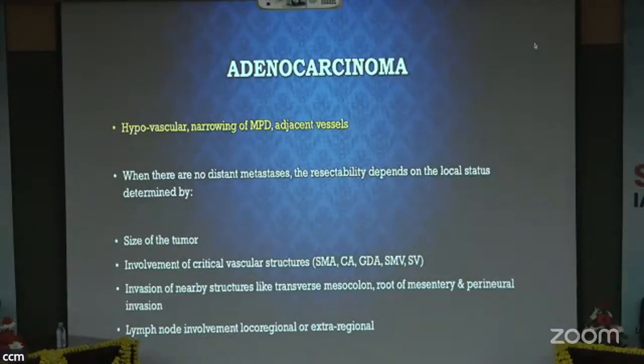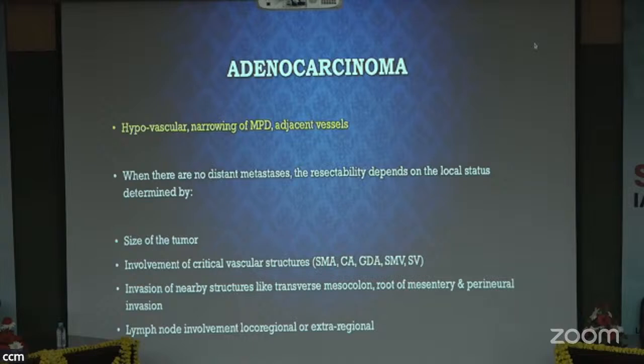So coming to the first one, this is the most common and mostly seen in elderly people, more common in male. But usually it is hypovascular, as I showed you on the pancreatic case, and they cause a lot of fibrosis, causing narrowing of the MPD. If they are in the head region, they will cause narrowing of the CBD, MPD dilatation, and if there is a vessel nearby, they can invade the vessels.